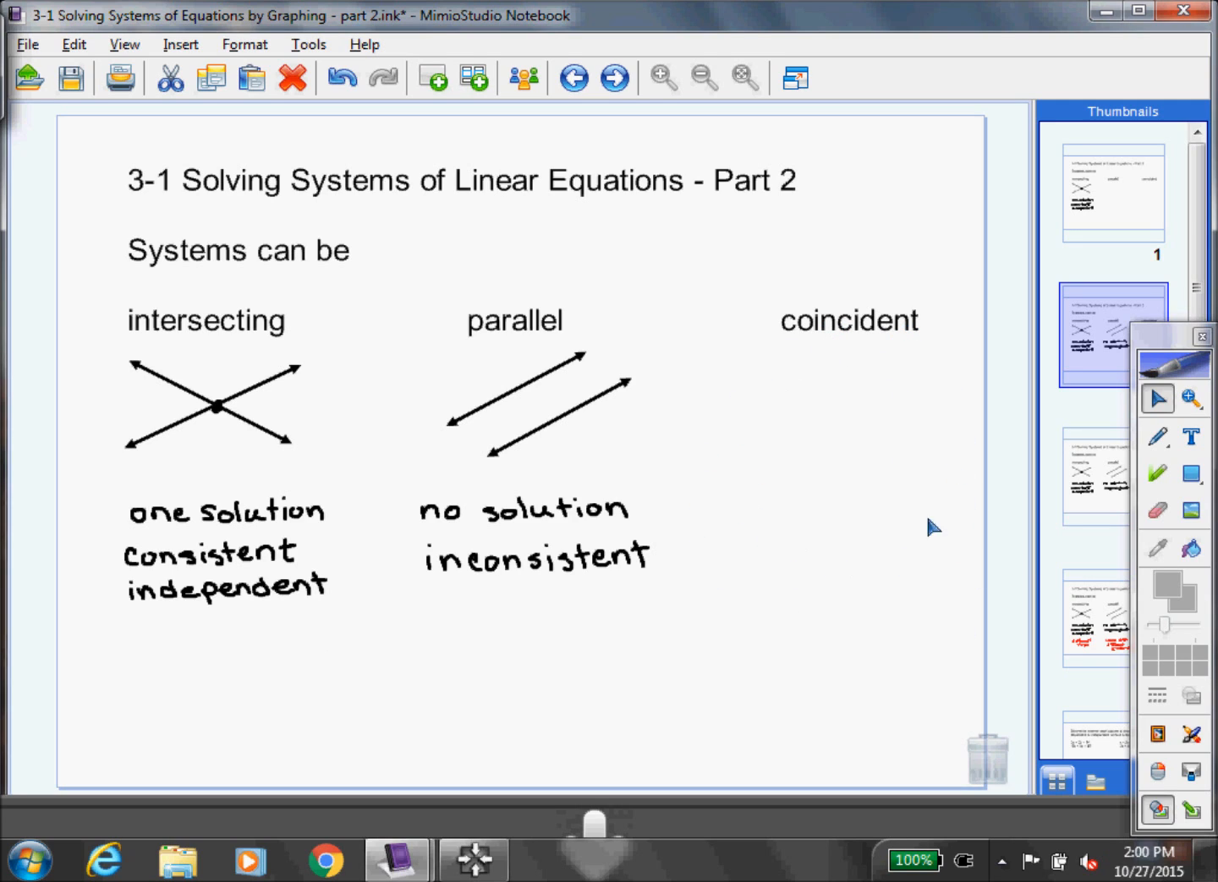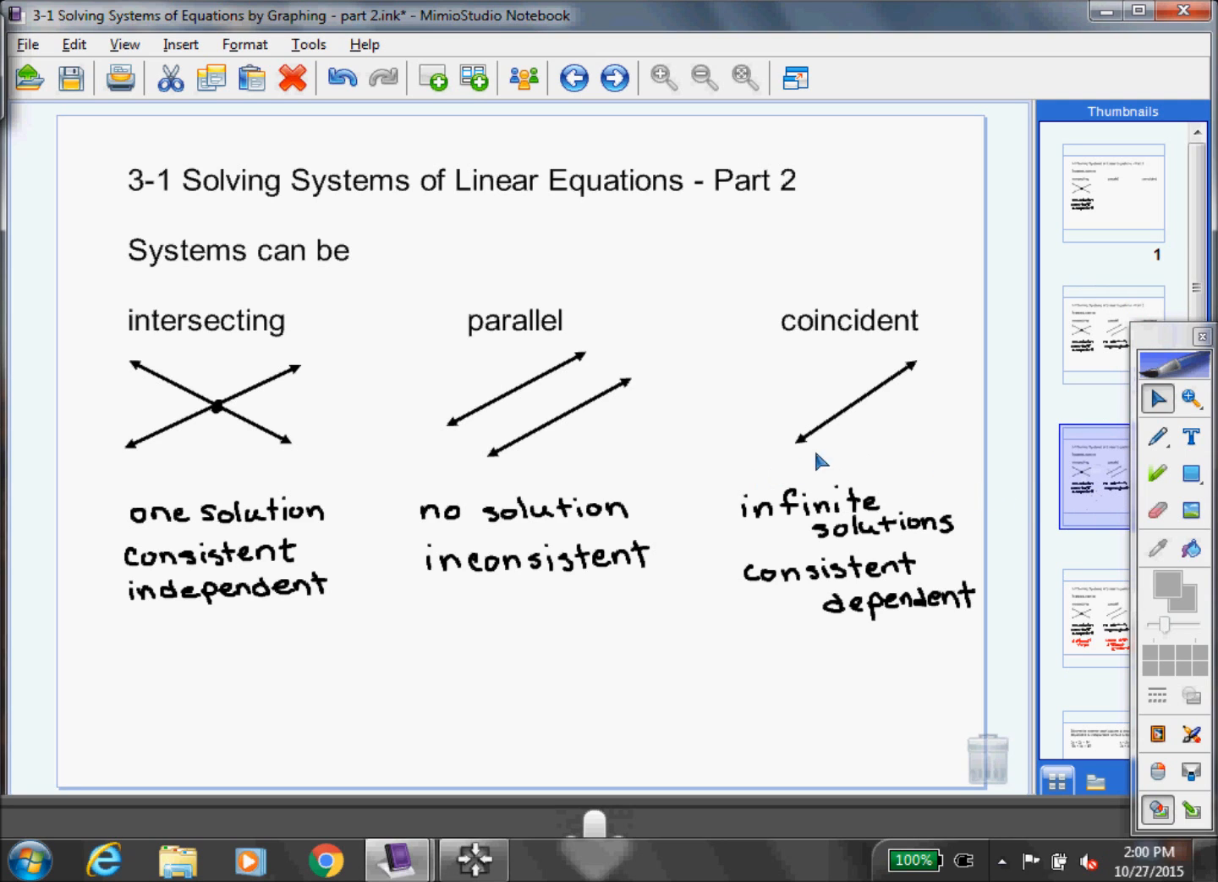Okay, coincident might be a new term for you, but coincident means that when you solve it, you put it in y equals mx plus b form, it's really the same line. They may look different to start, but you find out that it's really the same line. And you say, oh, what a coincidence, it's the same line. Not really, but that's how I remember that it's coincident. They're the same line. You solve for y and find out that y equals mx plus b is the same for both. That means there's infinite solutions because they're really the same line.